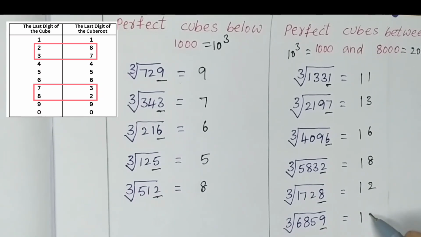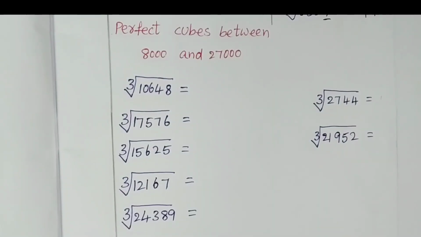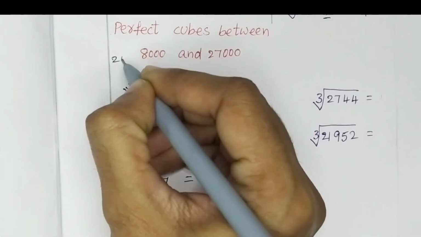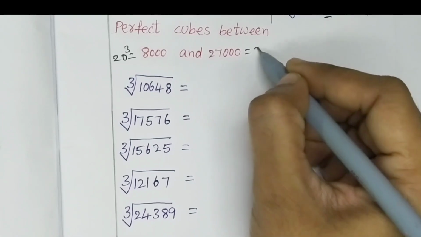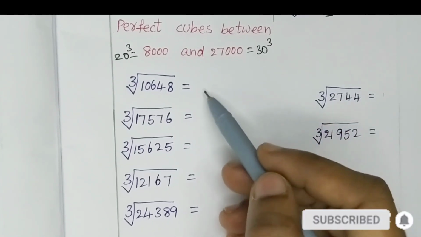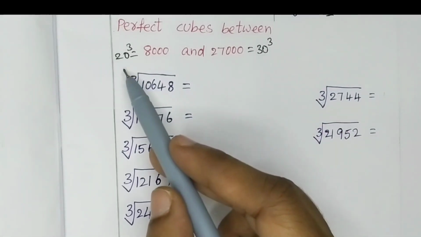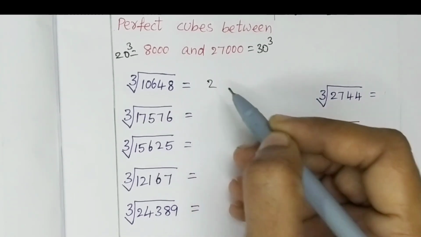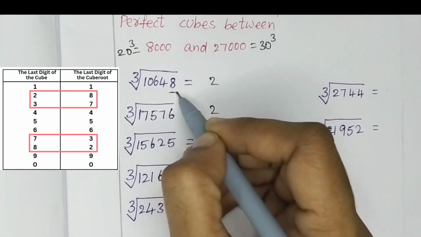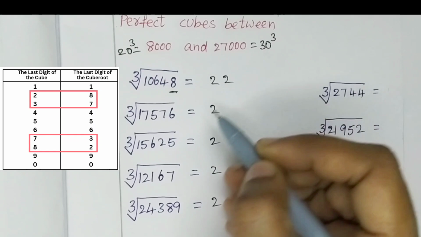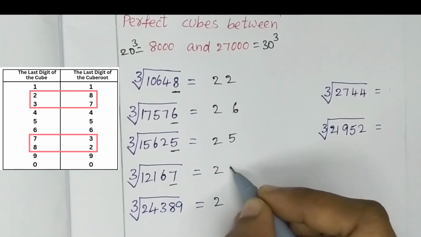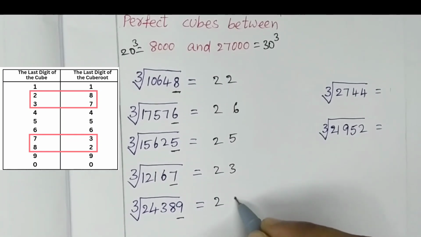9, 9. Perfect cubes between 8000 and 27,000. 8000 is 20 cube. 27,000 is 30 cube. As these numbers are between 20 cube and 30 cube, their answer is also in 2 digits. As they are between 20 and 30, the tens place digit is 2. By seeing the units place is 8, so answer is 2. 6, 6, 5, 5, 7, 3, 9, 9.